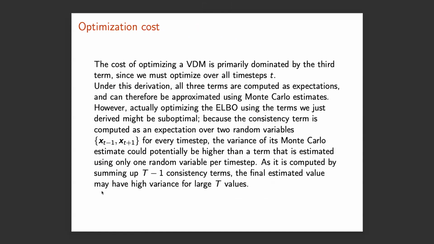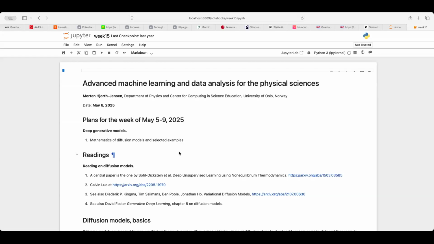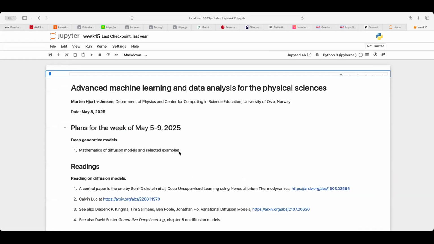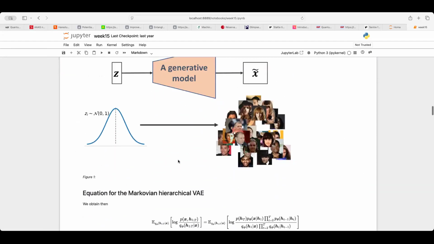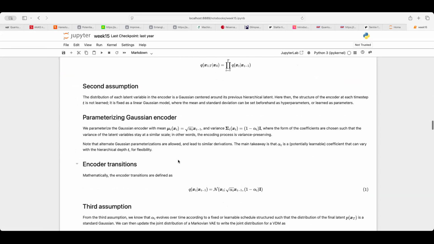I actually wanted to go back to the Jupyter notebook now, so let me just stop that one. And let's move to the notebook. So in a way, this is a kind of crash course.